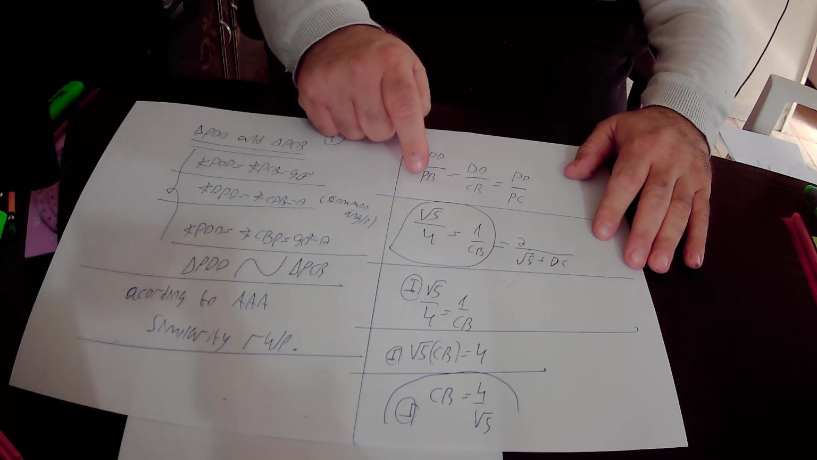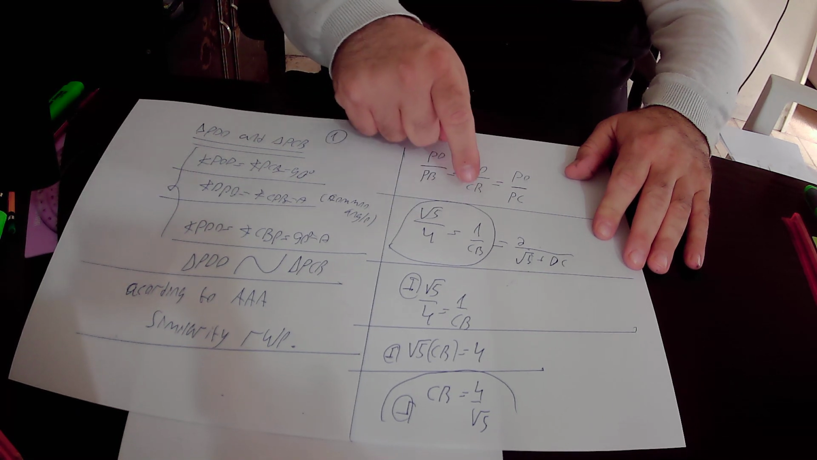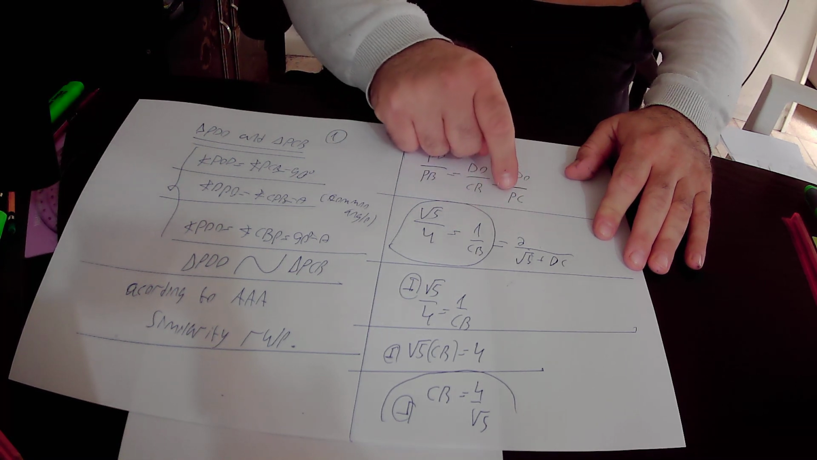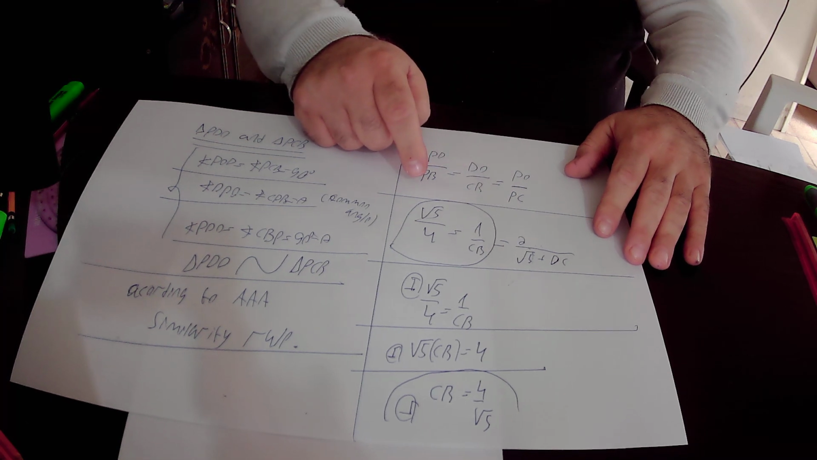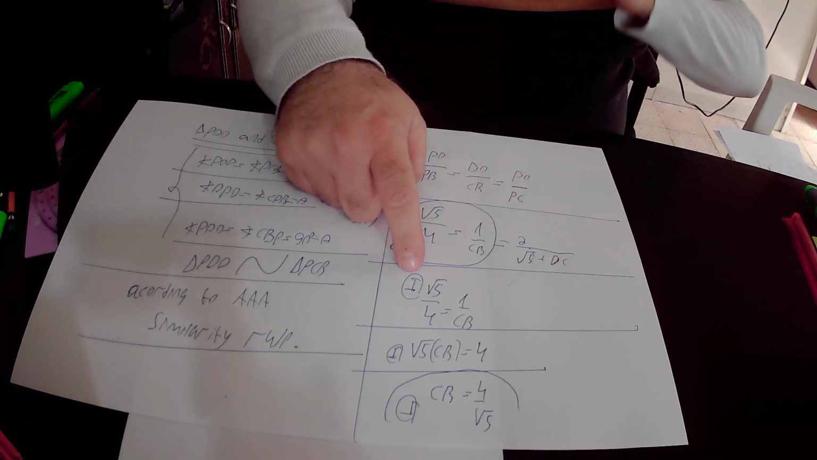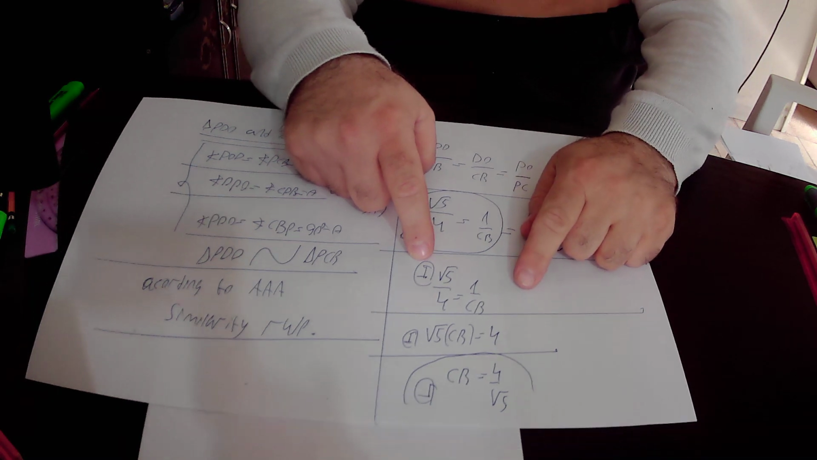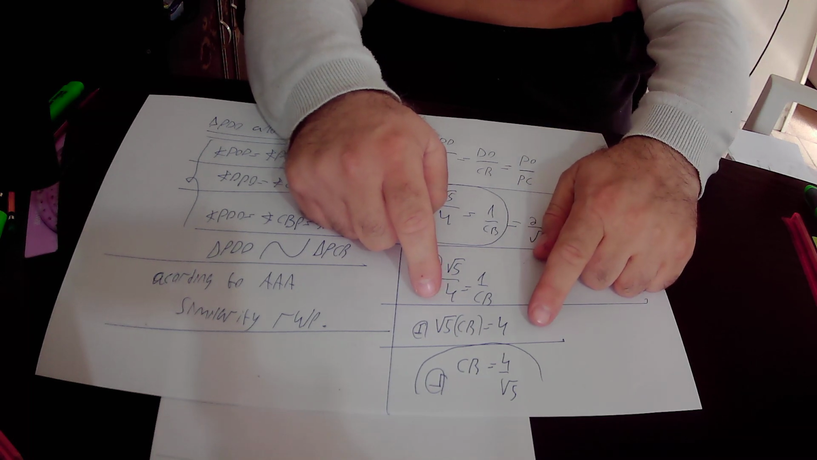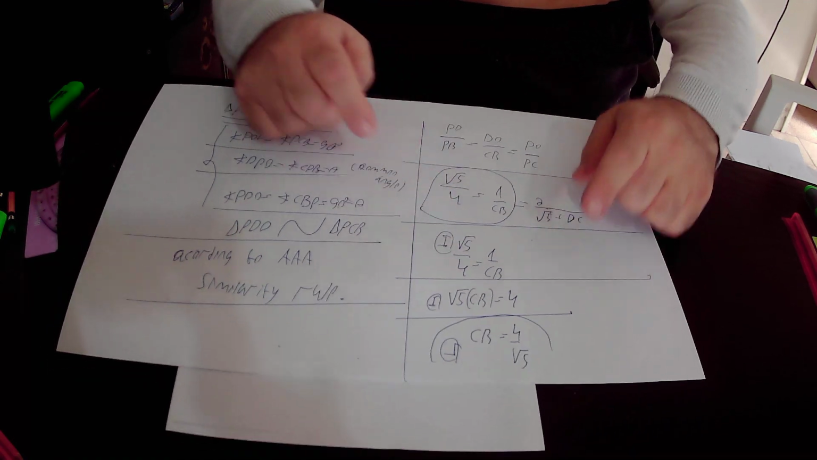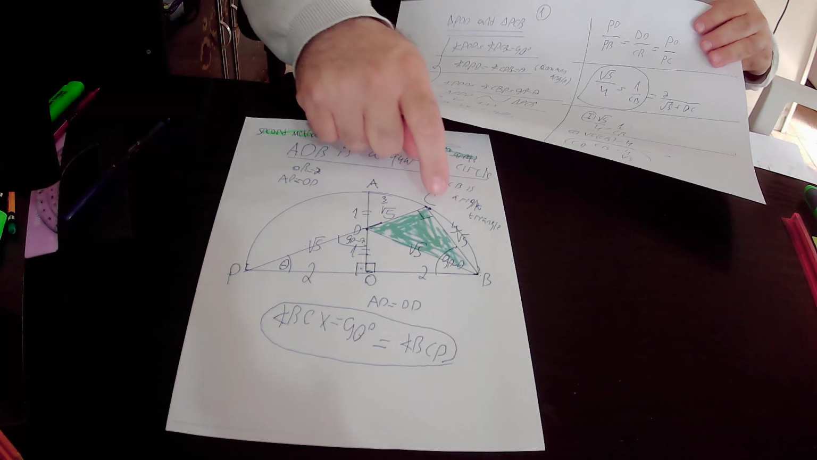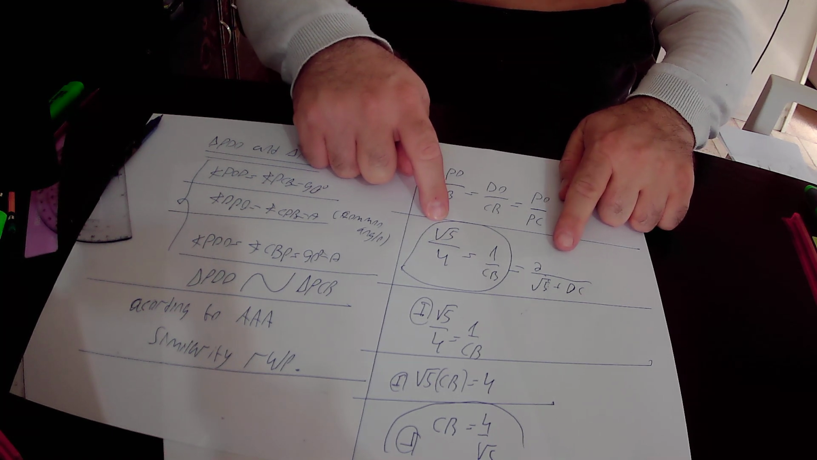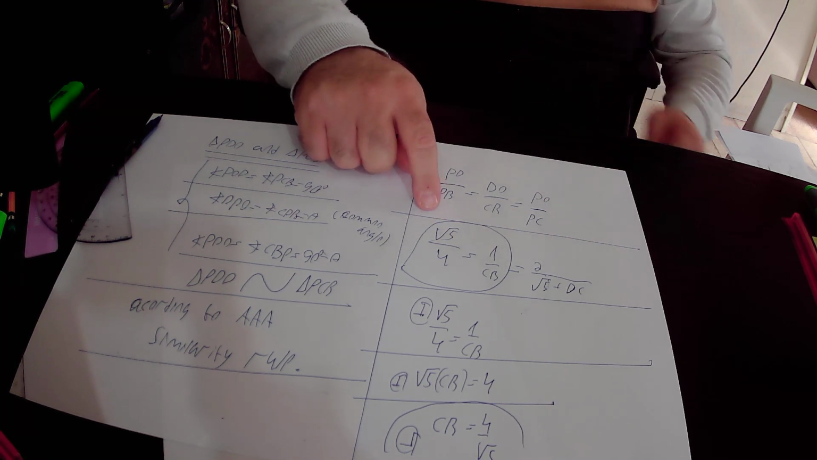PD is equal to square root of 5, PB is 4, DO is 1, and CB is the missing line segment. PO is 2, and PC is equal to square root of 5 plus DC. We created the first equation: square root of 5 over 4 equals 1 over CB. By cross multiplying this equation we found that square root of 5 times CB equals 4. We divided this equation by square root of 5 and found that CB equals 4 over square root of 5 units. Then we created the second equation: square root of 5 over 4 equals 2 over square root of 5 plus DC. This is the second equation.